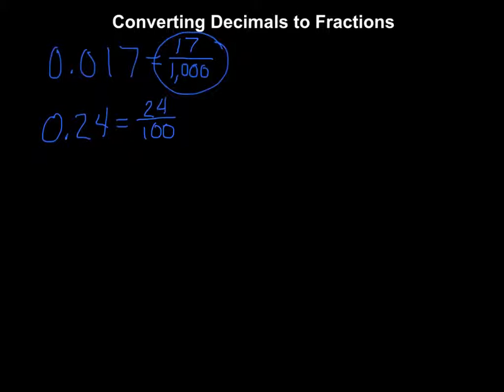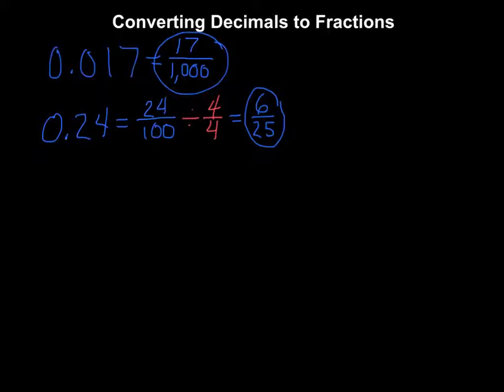Now, since our answers are going to be fractions, we always need to check and see if we can simplify them. Specifically, can we reduce? And in the case of 24 hundredths, we can divide this by 4 over 4. And so 24 divided by 4 is 6, and 100 divided by 4 is 25. Since I can't reduce 6/25 anymore, that's my final answer.